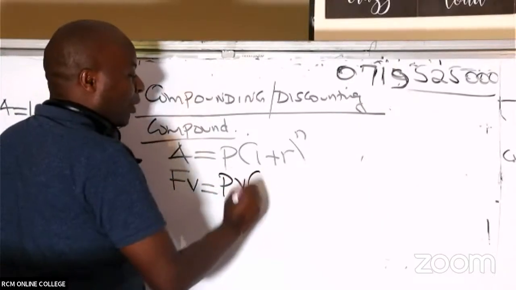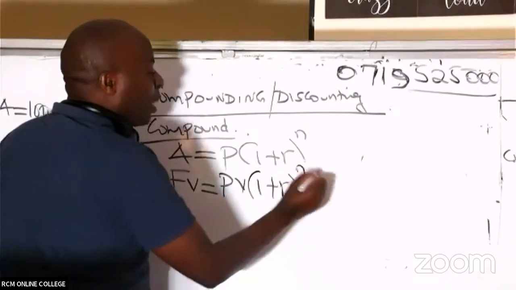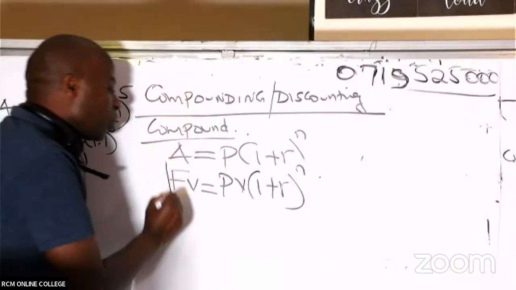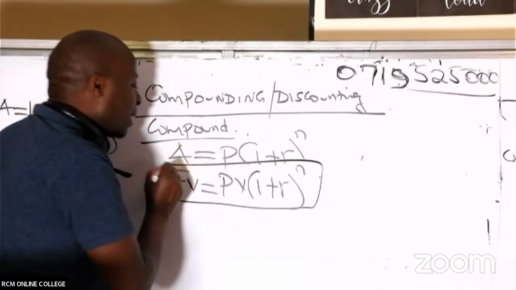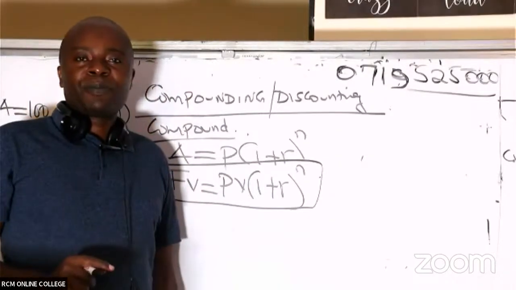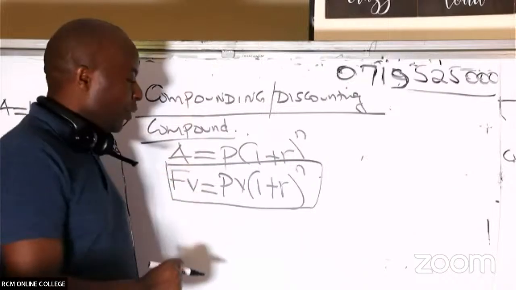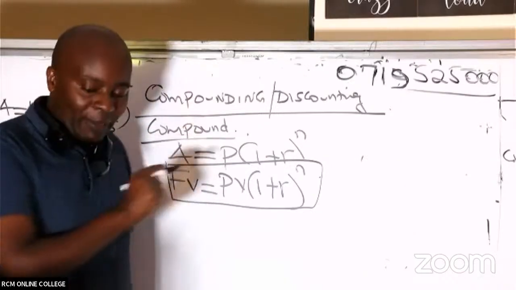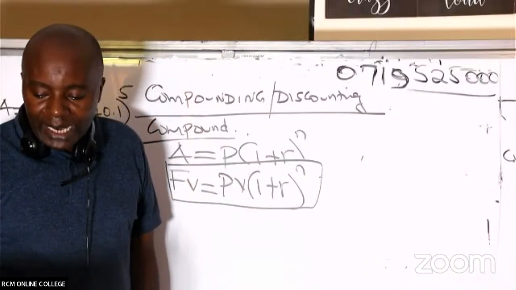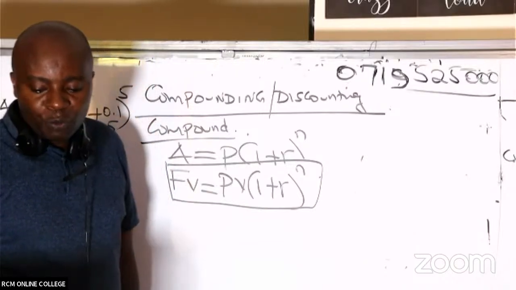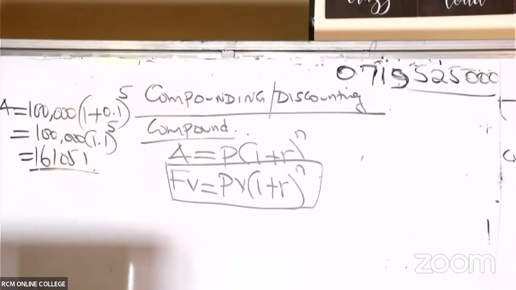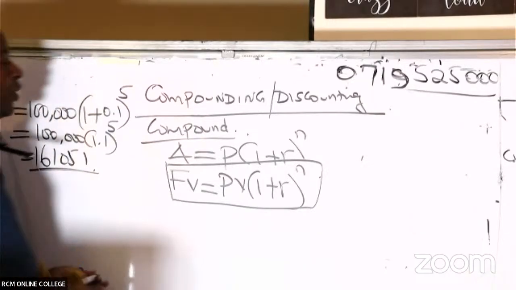What I'm saying here, from this formula, is something very important: that future value equals present value into 1 plus r raised to power n. This is so interesting that I would want you to highlight it, and if possible put a yellow over it. Future value, instead of saying amount now, because you shall not be using amount. Future value equals present value into 1 plus r raised to power n. Very, very important, my good students.